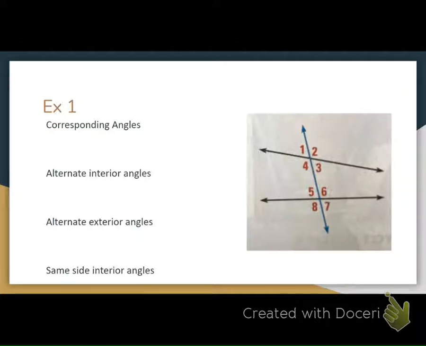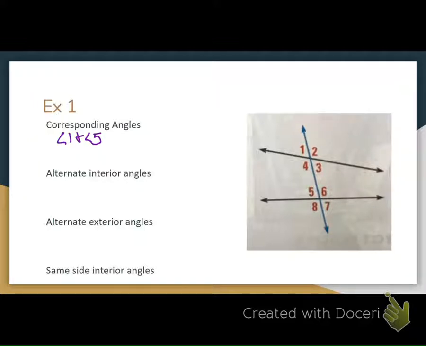So we see here we have angle 1. It is to the left and above. Which would be the other angle that would be corresponding to that one? 4. So left and above. Which one would be left and above? 5. So angle 1 and angle 5. So we see that they're in corresponding positions, both above the line, both to the left.